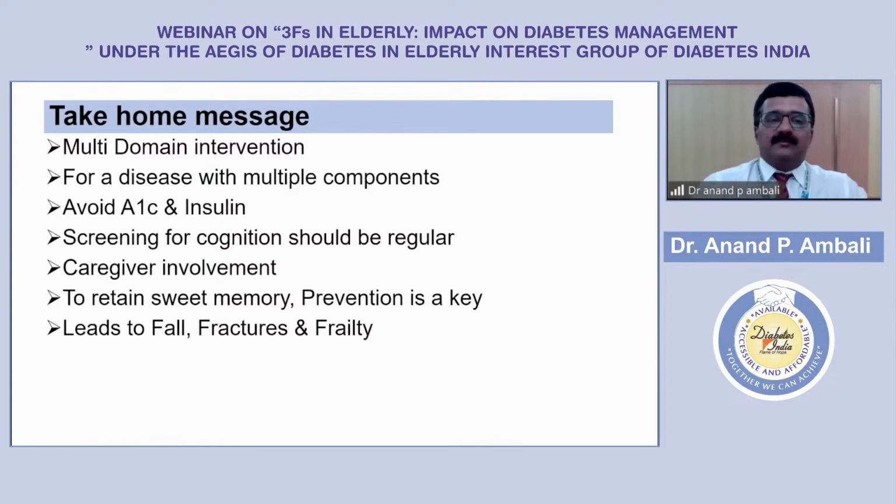And of course, dementia and diabetes can, as a complication, lead to falls, fractures, and frailty, which will be discussed in detail by our next esteemed speakers.